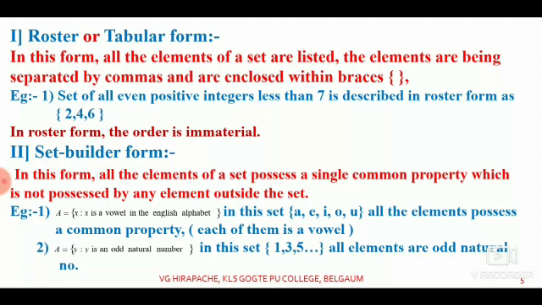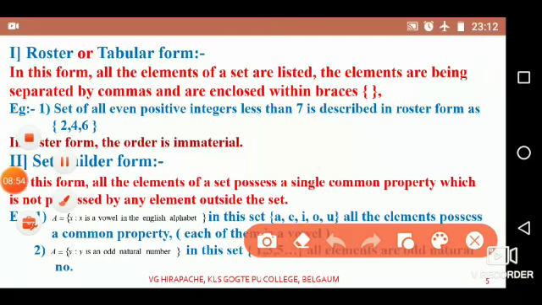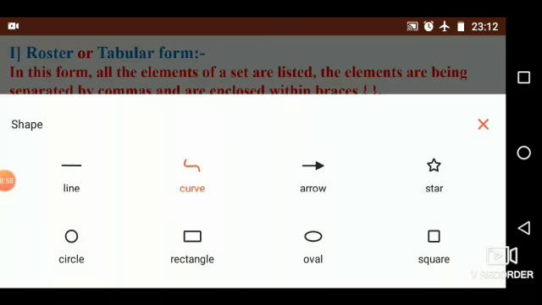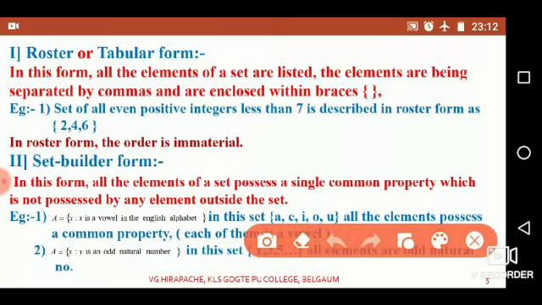For example, the set of all even positive integers which are less than 7 is described in the roster form as the set {2, 4, 6}. Now these are the elements which are listed and they are separated by commas.